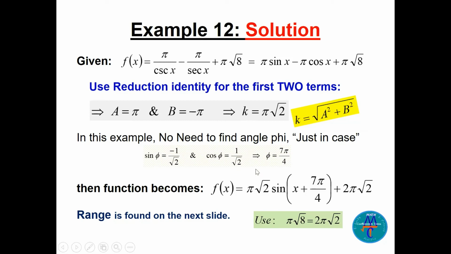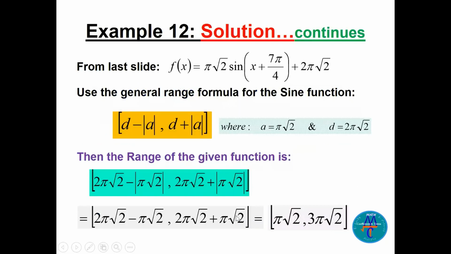Now we don't need this in the range. So the function becomes: this is now the a, the small a in the function sine, pi square root of 2. This is the k. Sine of x plus 7 pi over 4, plus 2 pi square root of 2. We get this from pi square root of 8, which is 2 pi square root of 2. So let's find the range on the next slide.